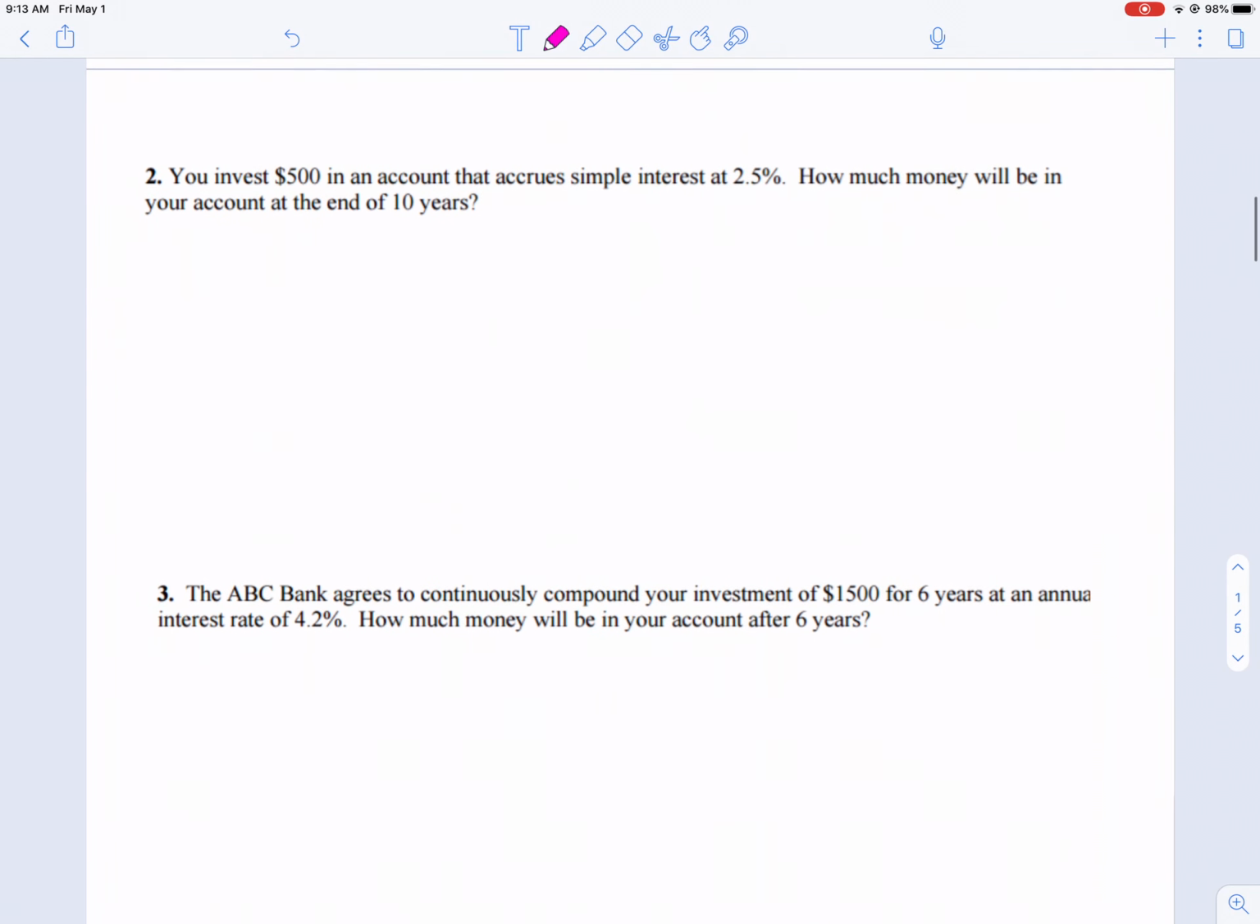So take a look at this. It says you invest $500 in an account that accrues simple interest at 2.5%. So you have your 500, your 2.5%. How much money will be in your account after 10 years? Okay, so we could do our simple interest. We could say I equals PRT.